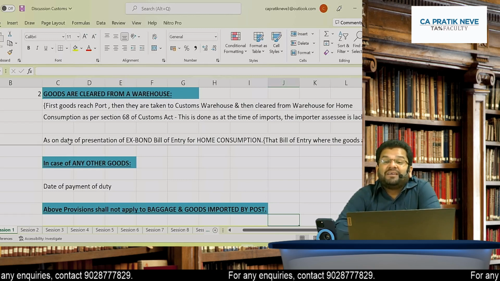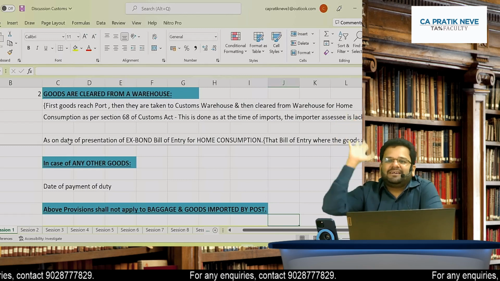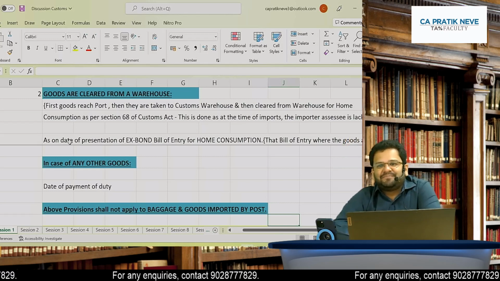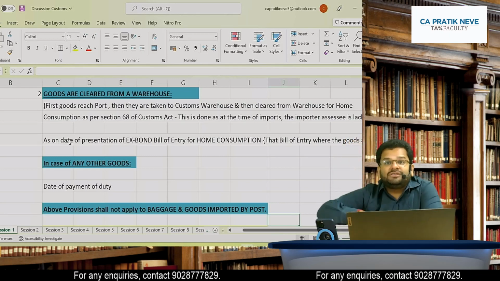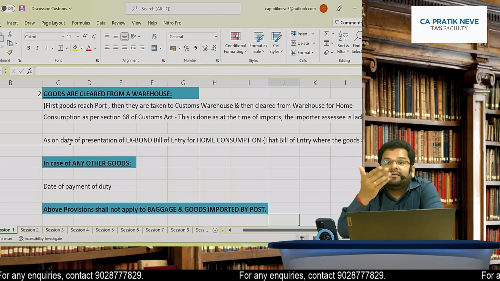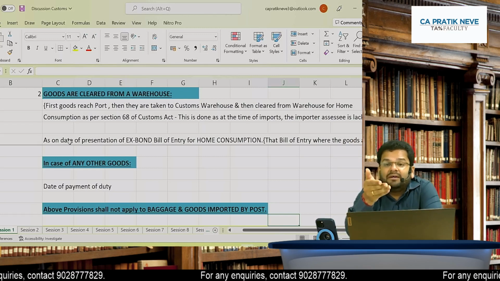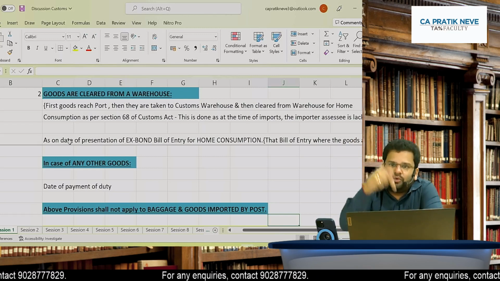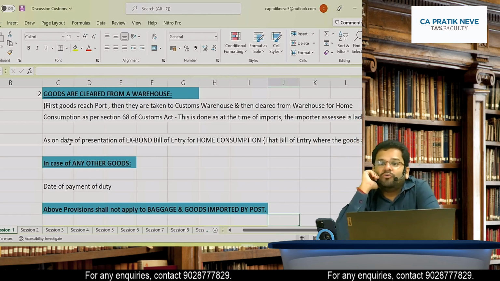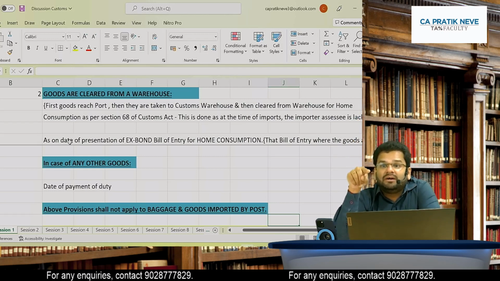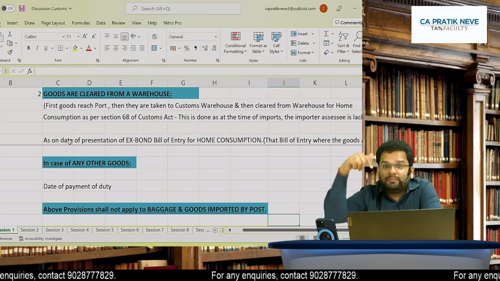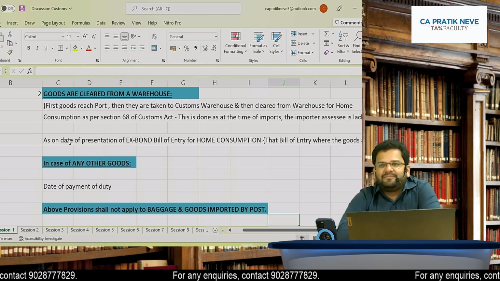But mind you, the rate of exchange is as on date of presentation of the first bill of entry. So what happened? Goods reached port on today's date and you have filed into bond bill of entry for warehousing today, and then you cleared the goods on 31st December for home consumption. Rate of duty will be taken as on 31st December, but rate of exchange will be taken as on today. Did you understand?